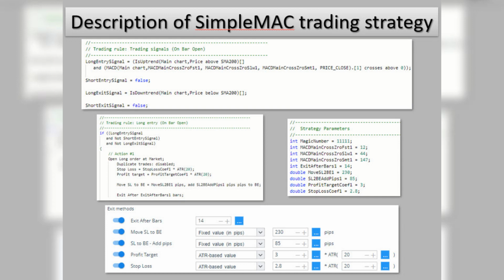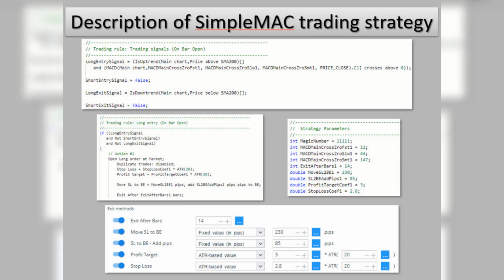SimpleMAC is a trend strategy trading only on the long side. It uses the simple moving average indicator with a period of 200 to define the trend and enters the trade when the price is above this moving average, but at the same time the MACD crosses above zero. The strategy obviously uses a stop loss and also has a defined profit target.